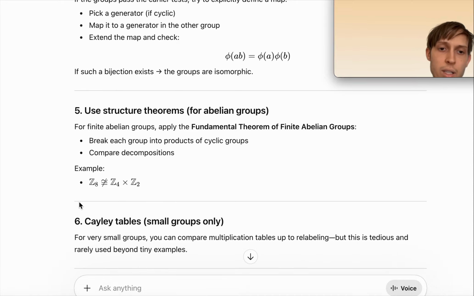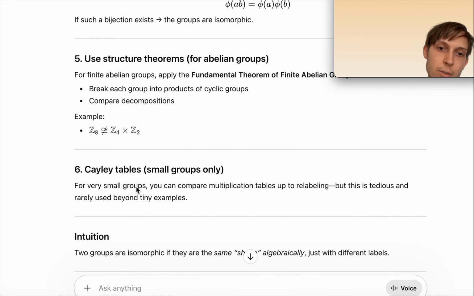So here they give an example: Z sub 8 is not isomorphic to the product of Z4 and Z2. All right, fair enough. For small groups, we can use the table, which just gives all the products between the elements. If the group is big, it's very inefficient to write it out, but for small groups, we can do that. Up to relabeling, it is tedious and rarely used beyond tiny examples, right? So if the group is small, it can be used quite nicely.